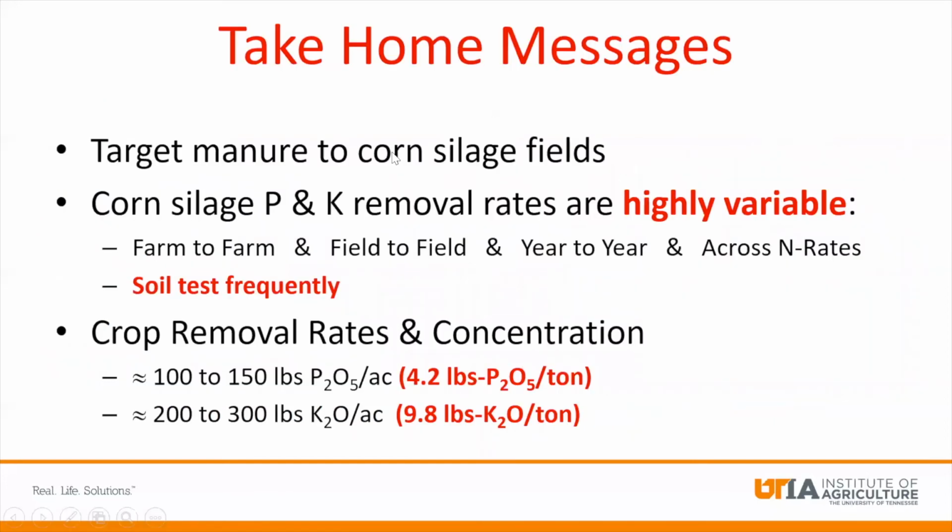The take-home message: with these high removal rates, if you have organic fertilizers like dairy waste or feedlot manure, or perhaps access to litter or compost, you need to be targeting those organic fertilizers to corn silage fields, because the potassium removal rates in particular are almost cost prohibitive in terms of replacing the potassium that you're removing with the corn silage. So you need to find sources of mineral nutrients that are more economical than commercial fertilizers.